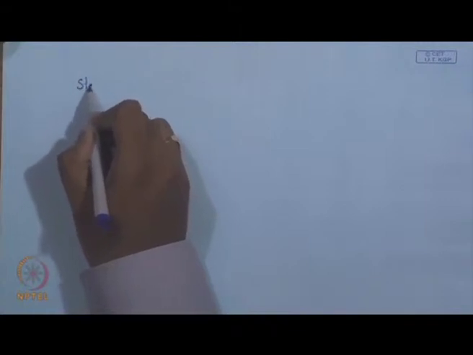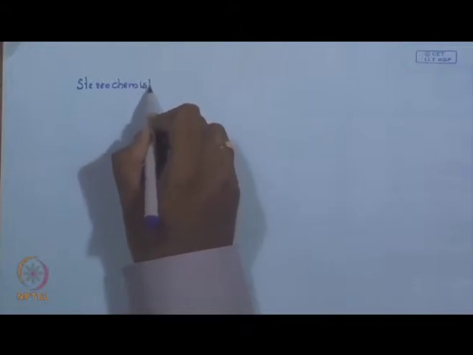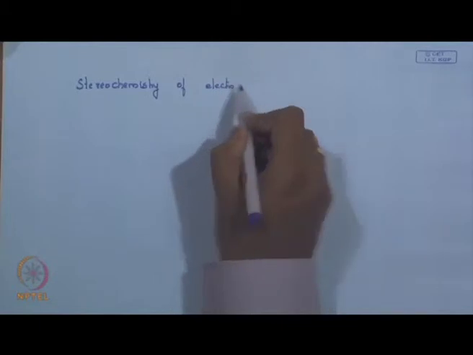To understand that, first we have to understand the stereochemistry, and for understanding the stereochemistry of electrocyclic reactions, you have to know the molecular orbitals. Without that, it is very hard to understand. So, what we will do, we will take a general system and try to understand the stereochemistry first. Now we are slowly getting into the stereochemistry of electrocyclic reactions.